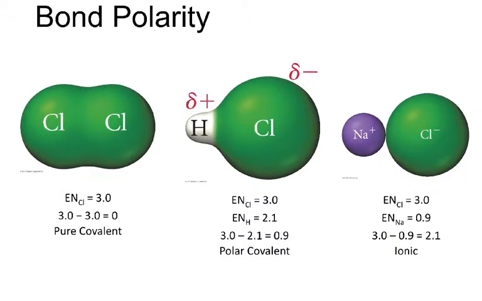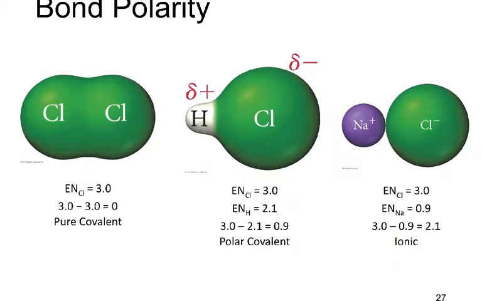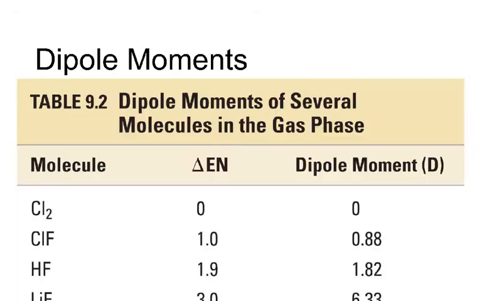Here's a picture of what I just talked about with the example of chlorine. So chlorine has an electronegativity of 3. Chlorine bonded to itself is a pure covalent. Chlorine bonded to hydrogen, so hydrochloric acid, has a difference of 0.9. Like I said, keep an eye out for the halogens and oxygen and nitrogen for looking for polar covalent bonds. And then here's an ionic example looking at the electronegativity. Your difference between sodium and chlorine is 2.1, so that's an ionic bond.